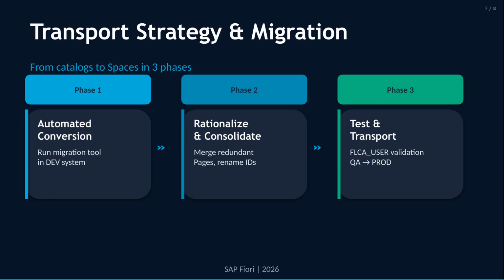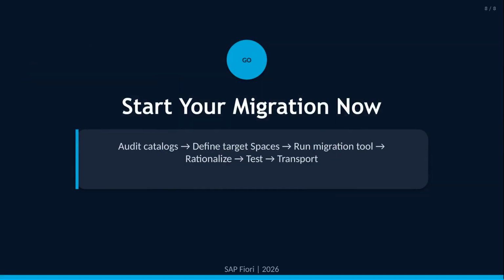For migration, SAP provides a transporter that converts existing catalog and group assignments into spaces and pages. The tool maps your current role to catalog assignments to the new model. However, it generates a one-to-one conversion, meaning every old group becomes a page. You will almost certainly want to rationalize and consolidate afterward. Plan for a cleanup phase where you merge redundant pages and establish your target information architecture.